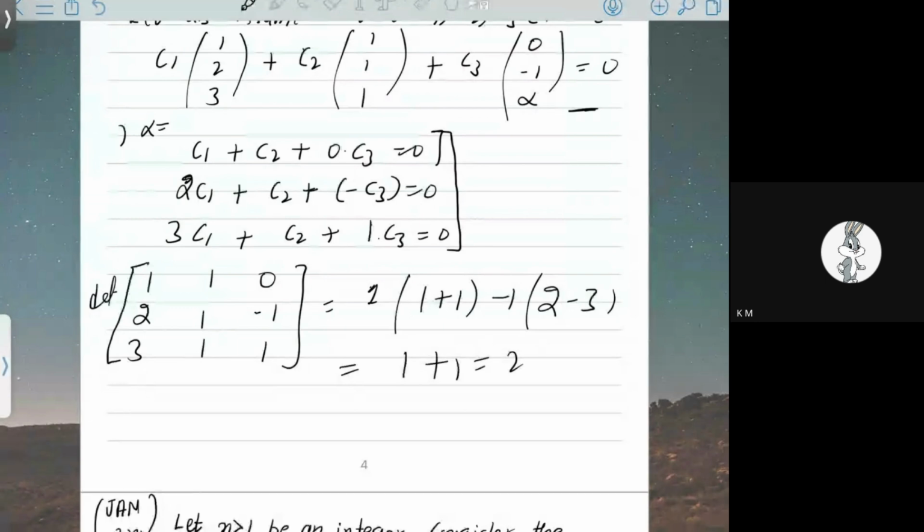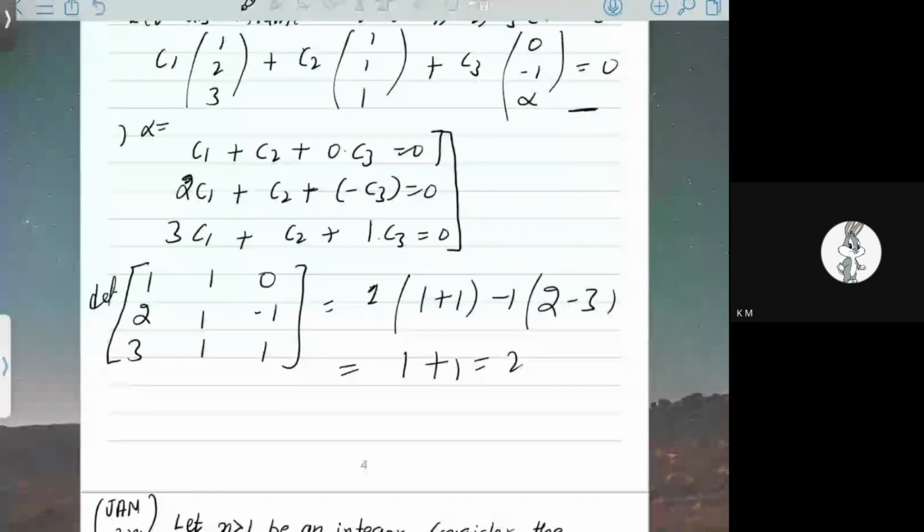So what can we say now? The girl who answered, we should check for the determinant. This matrix is invertible, right? Determinant is 2. So what can we say about C1, C2, C3 now? Who gave the answer for that? We should check for the determinant.